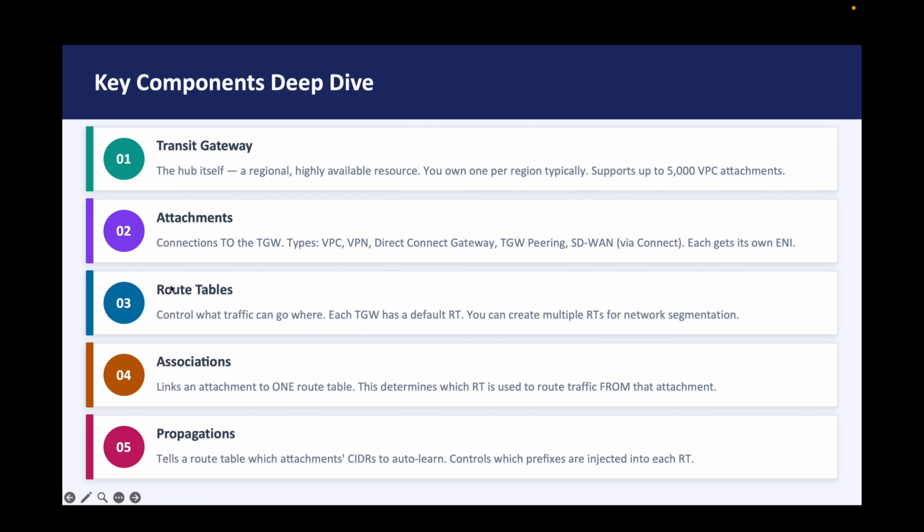Next one is the route table. This is where the magic happens, and this is the part most people get confused about, so pay attention. Transit Gateway has its own route table, completely separate from your VPC route table. By default, when you create a transit gateway, it creates one default route table. Every attachment gets associated with this default route table, and every attachment CIDR gets propagated into it. That means by default every VPC can reach every other VPC, full connectivity.